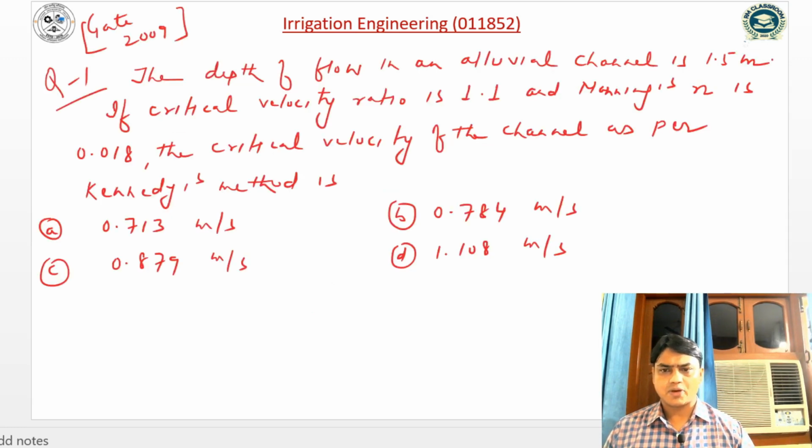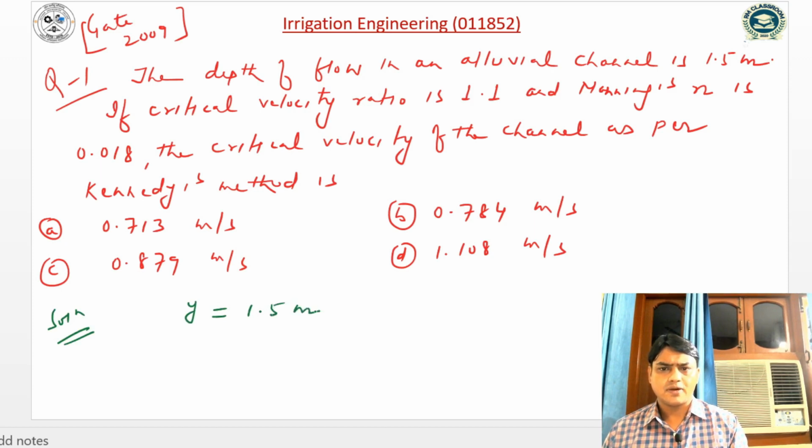So let us take the problem. The depth of flow in an alluvial channel is 1.5 meter. Depth of flow is given, that is y is equal to 1.5 meter, critical velocity ratio is given 1.1, and Manning's roughness is given 0.018. Find the critical velocity of the channel as per Kennedy's theory.